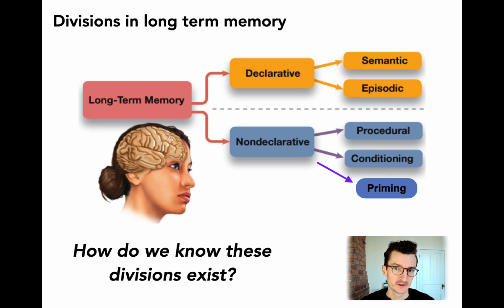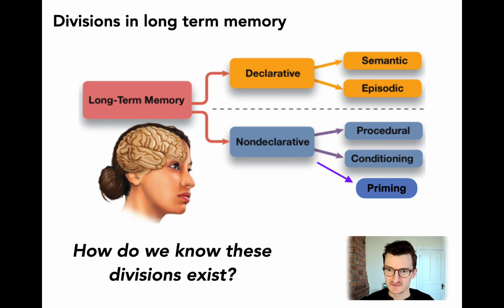This is just a figure that I literally pulled from the intro psych textbook that suggests that we can take long-term memory and break it up into declarative and non-declarative components. The declarative system can be further broken up into semantic memory and episodic memory. The non-declarative system can be broken up into procedural memory, conditioned responses, and priming, associations between stimuli.